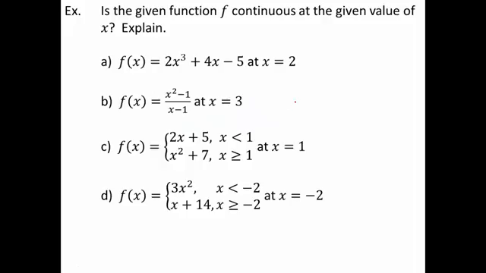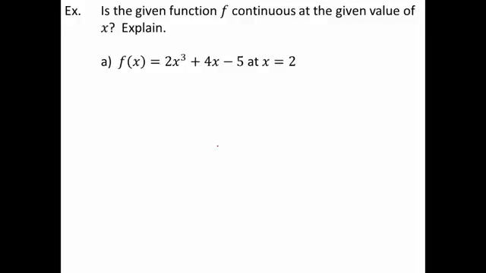So as easy as it is to identify continuity and discontinuity based on a graph, we can do it based on a function as well. Here we're going to look at 3 different types of continuity problems. Here I'm going to have a polynomial function, a rational function, and then a couple examples of piecewise functions. Let's start with the first one. Is the given function continuous at the given value of x? Explain. So here we have a polynomial function at x equals 2.